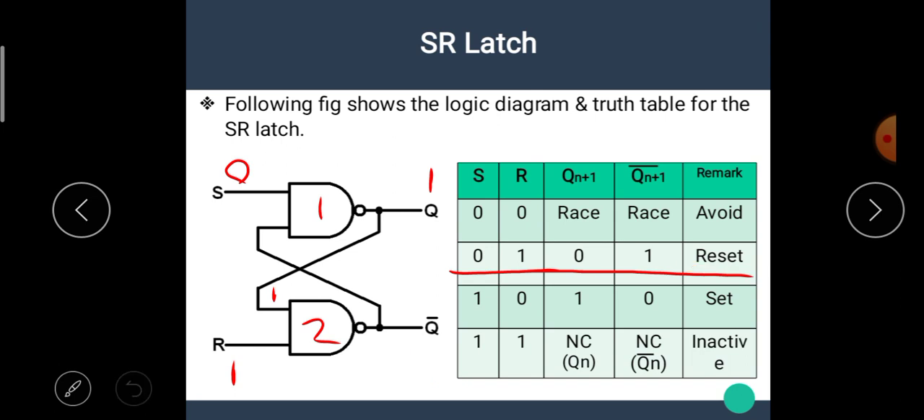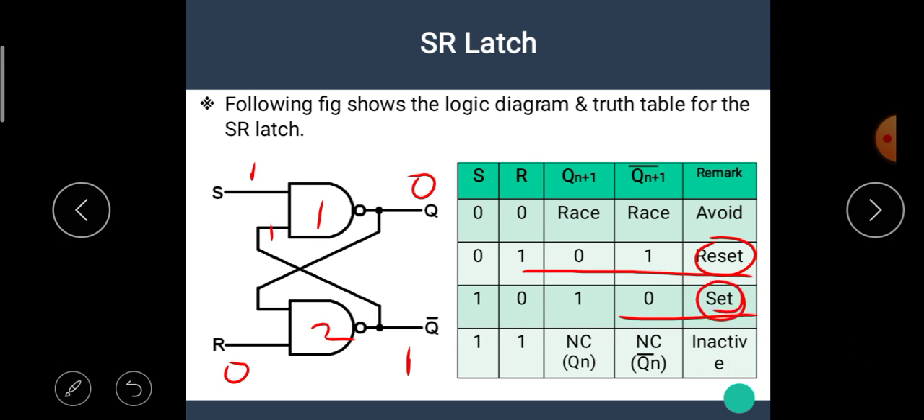Now the next combination is 10. Here the second NAND gate has one input 0, hence its output is 1. Similarly, this one is connected here, hence we get 0. Hence we get the reset condition, and this is the set condition. This is a typing mistake.